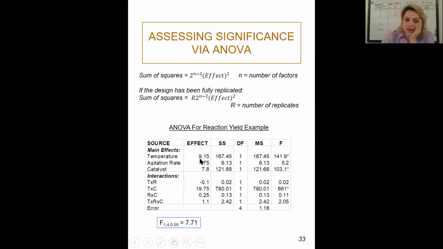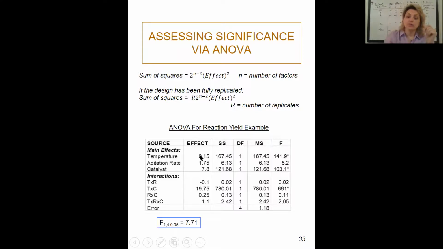So let's look at it. For the sum of squares, I'm going to go with this equation: 2 to the power n minus 2, times the effect squared. So we are going to find the sum of squares. The degree of freedom depends on the number of levels that you have. For example, for temperature we had 2 levels, so the degree of freedom is going to be 1. For agitation rate, we had 2 levels, so the degree of freedom is also 1. We are going to write down the degree of freedom here.